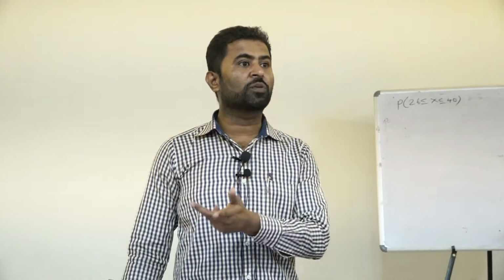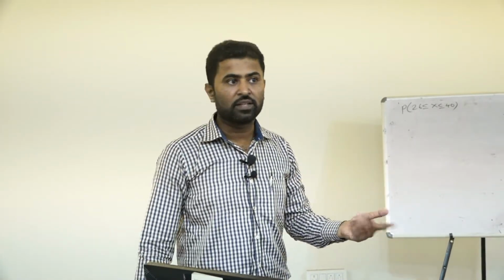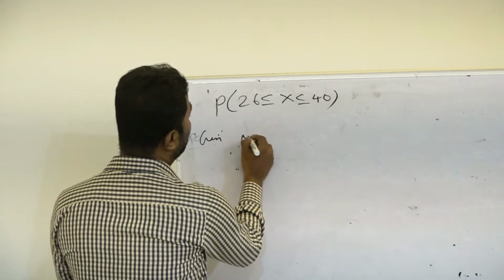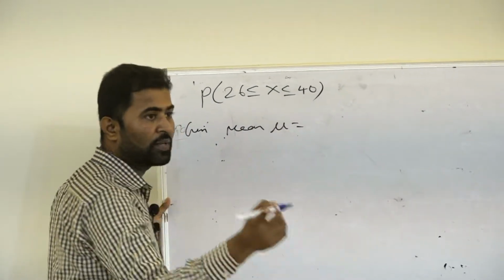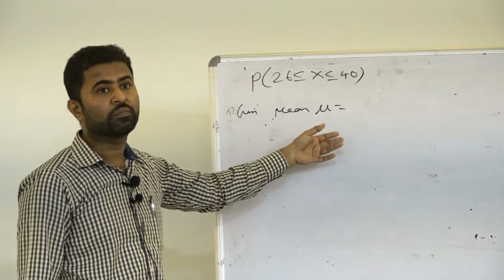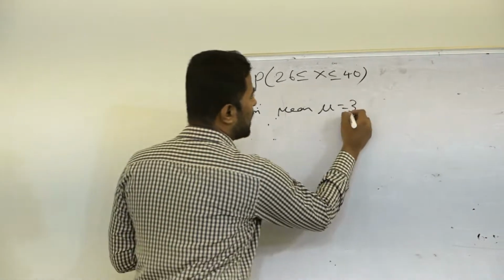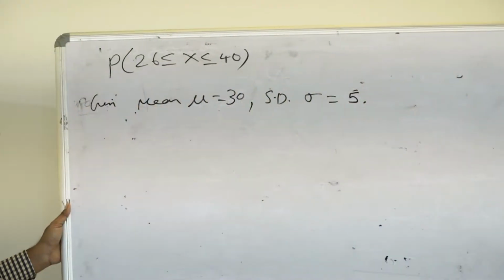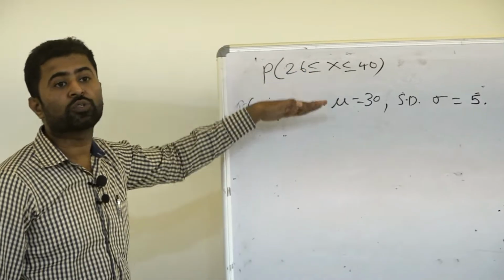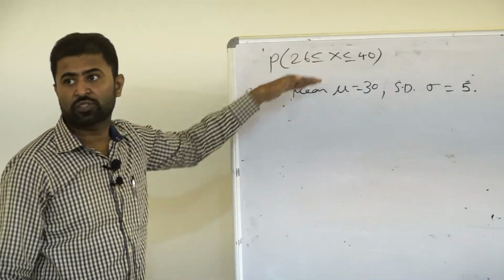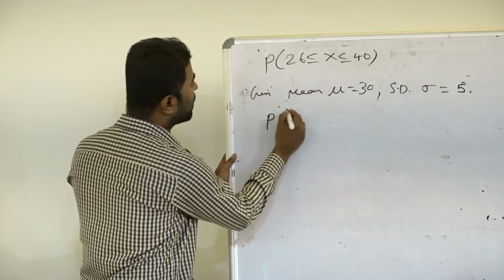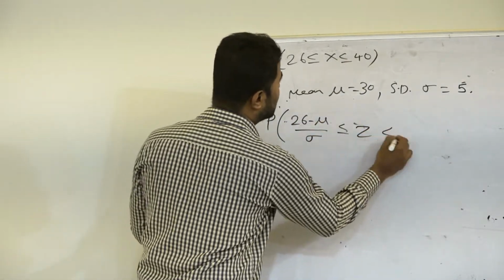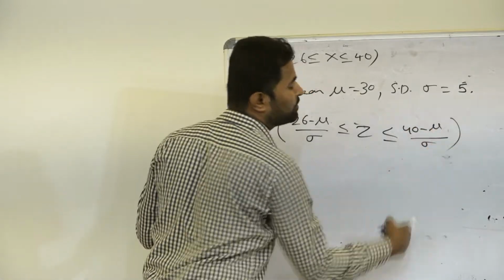To use the standard normal distribution tables, we need to convert it to z. Z is equal to x minus mu by sigma. Given mean mu is 30, and standard deviation sigma is 5. Then we have to convert this to z first. So this will become P of 26 minus mu by sigma less than or equal to z less than or equal to 40 minus mu by sigma.